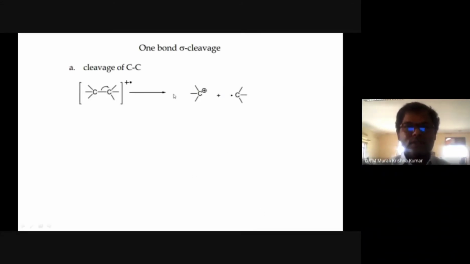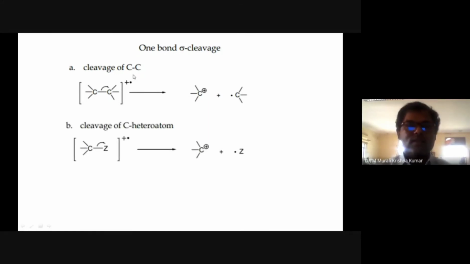The next concept in sigma cleavage is how the bond cleavage actually happens. This is what I explained just now in case of ethane. This is the molecular ion. From one of the bonding orbitals, it is most probably between the carbon and carbon. The positive charge remains with one of the carbons, and a neutral free radical is generated. That is via cleavage of a C single bond C.